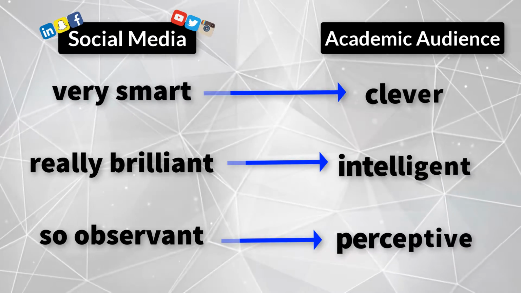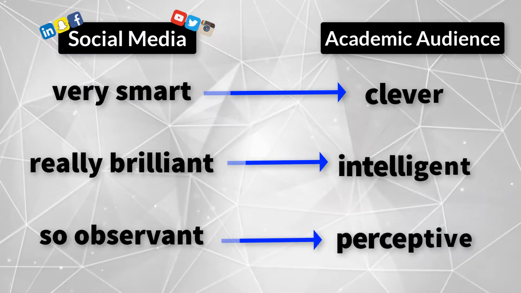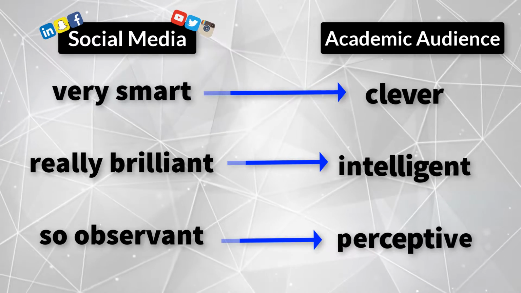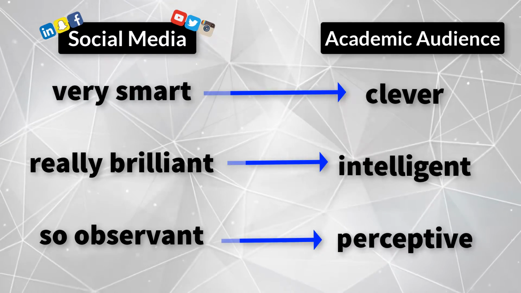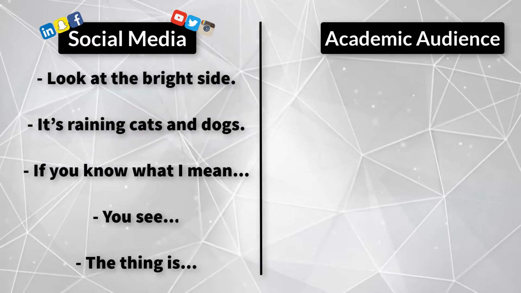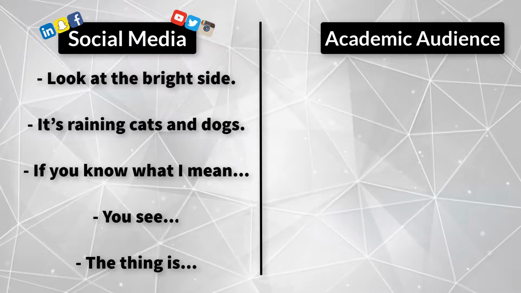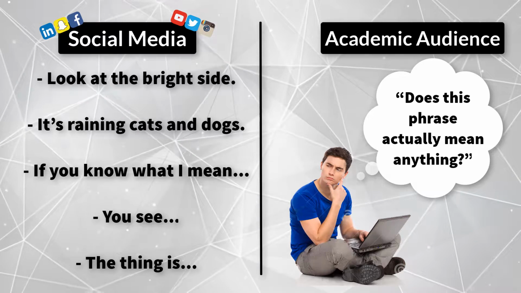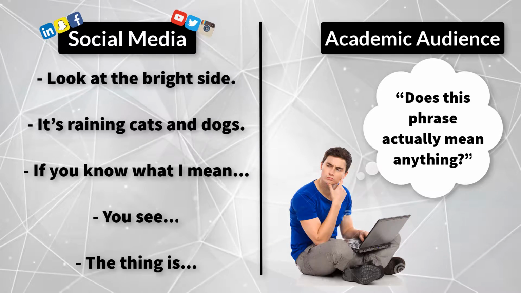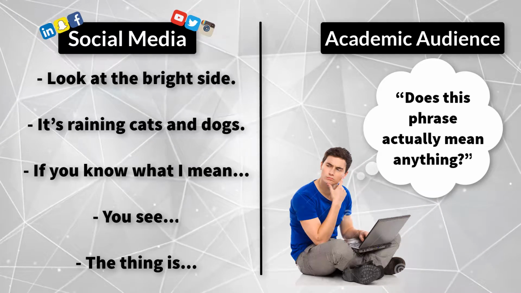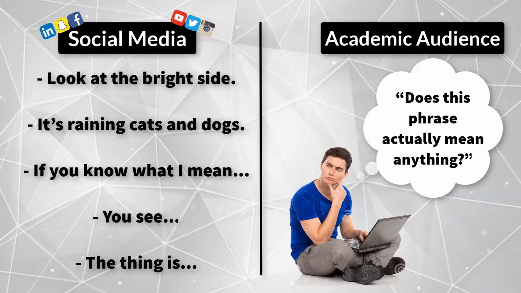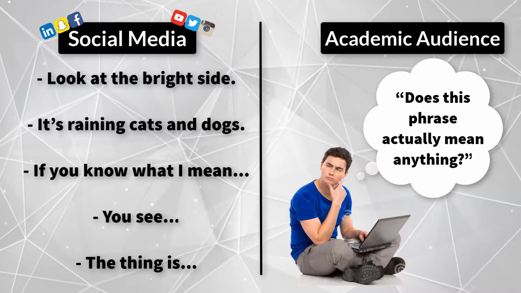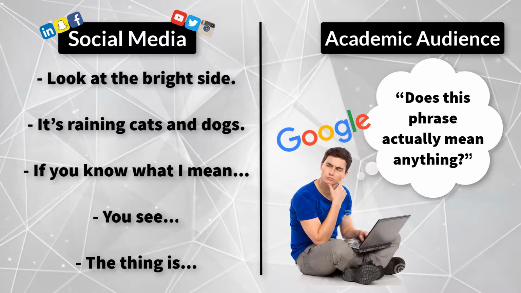Why say someone is very smart when you can say clever, intelligent, or perceptive? 99% of the time, you can use one descriptive word instead of two simple words, making your writing tighter and more precise. Just don't use clichés. If you're wondering if a phrase is a cliché or not, just think: does this phrase actually mean anything, or am I just saying it because I really can't think of a more accurate way to say what I should say? Always be specific. Say what you mean to say, and don't forget that Google is your friend.